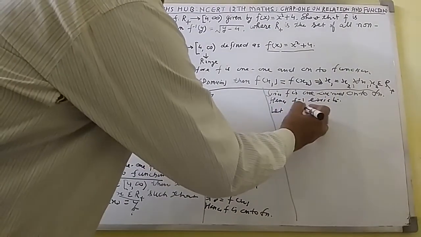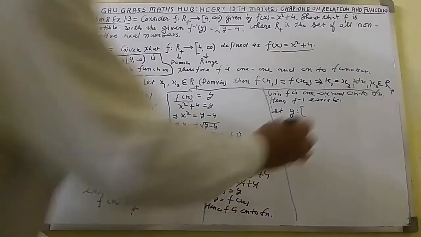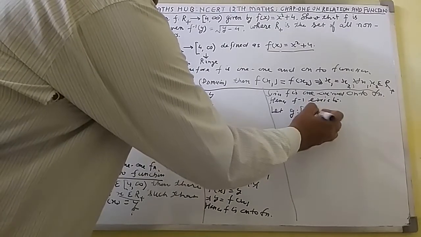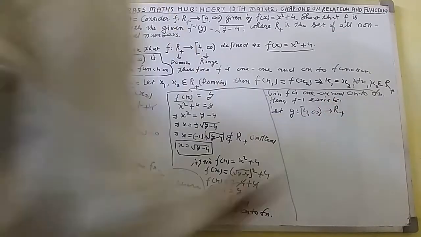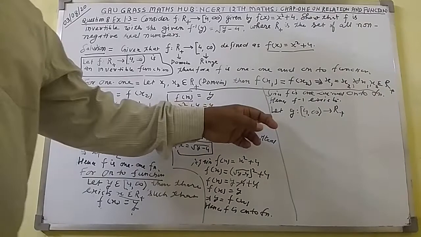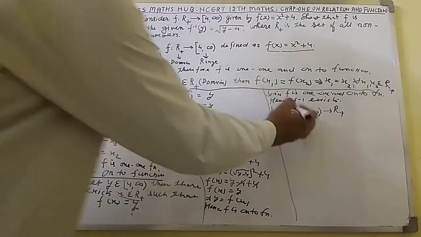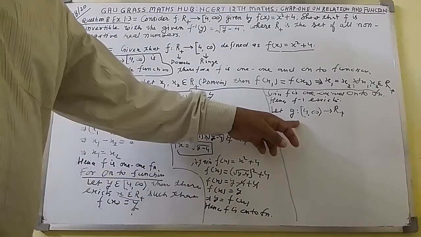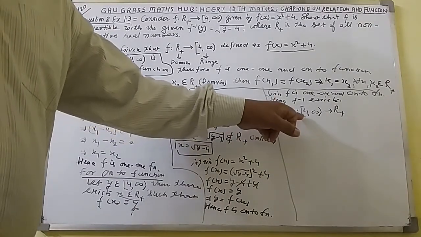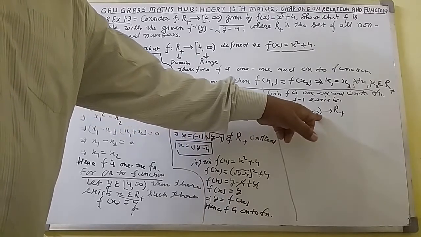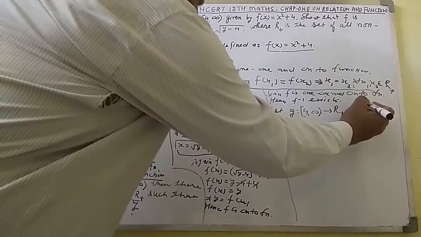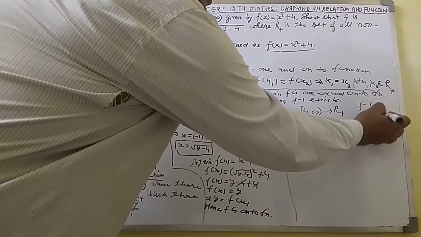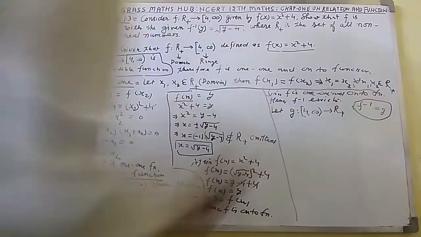So here I shall write, closed interval 4 to infinity, open interval, goes to capital R plus. This thing you have to write. Here I have written let g be the function from the closed interval 4 comma infinity, open interval, to the set of positive real numbers. Here you can write f inverse equal to g. This is the formula. You must know f inverse.